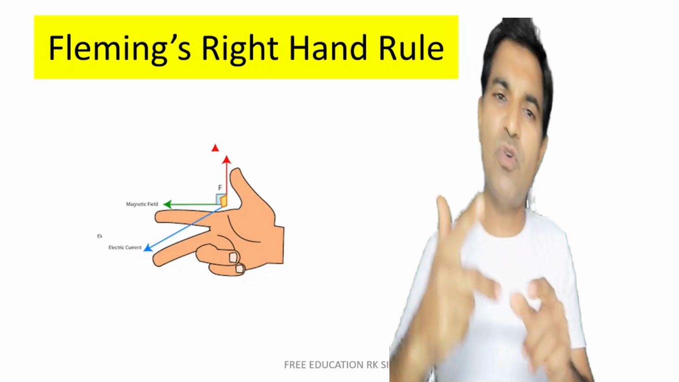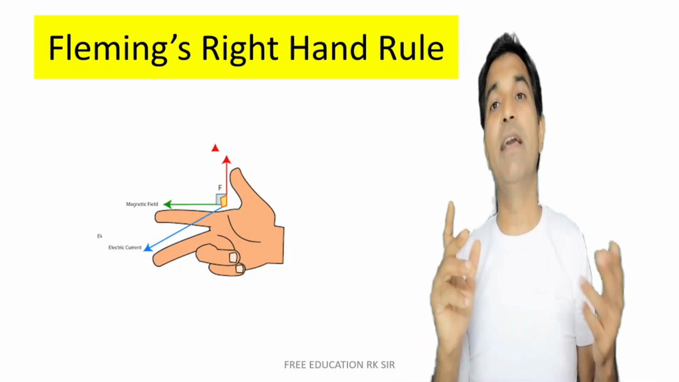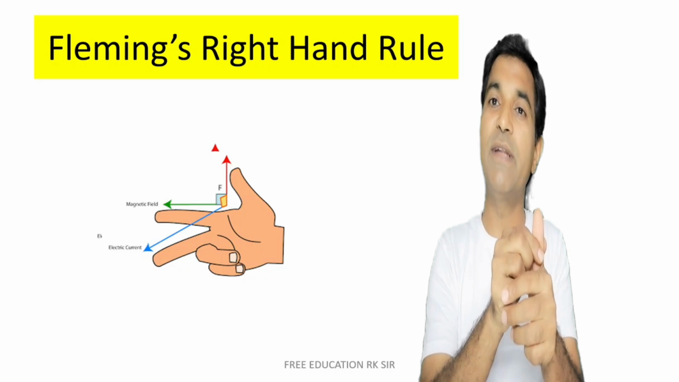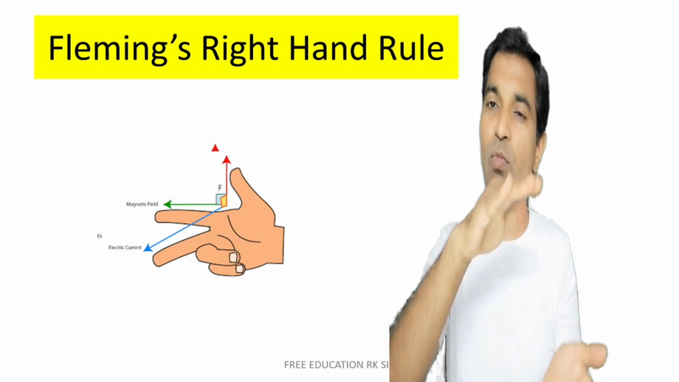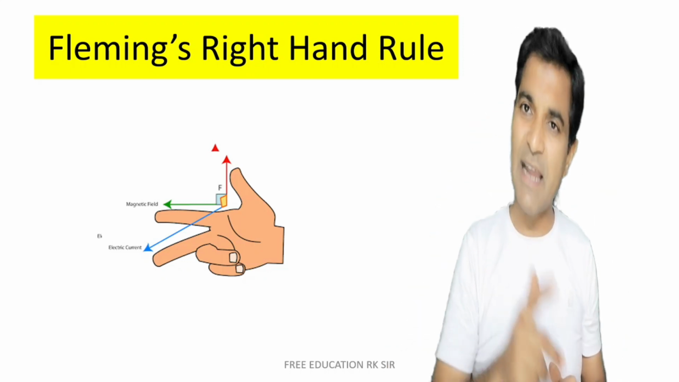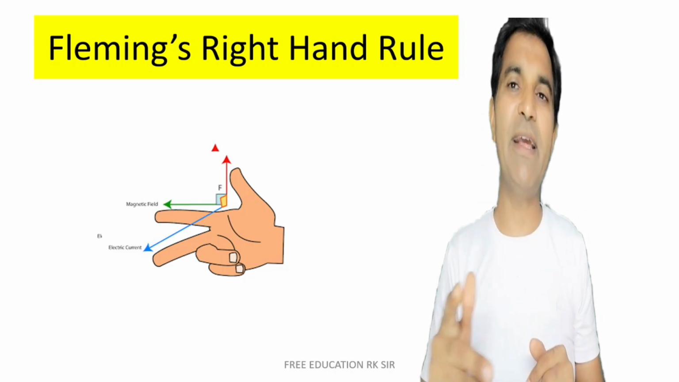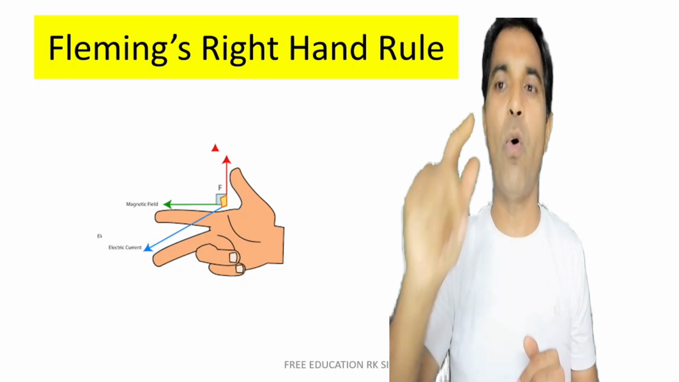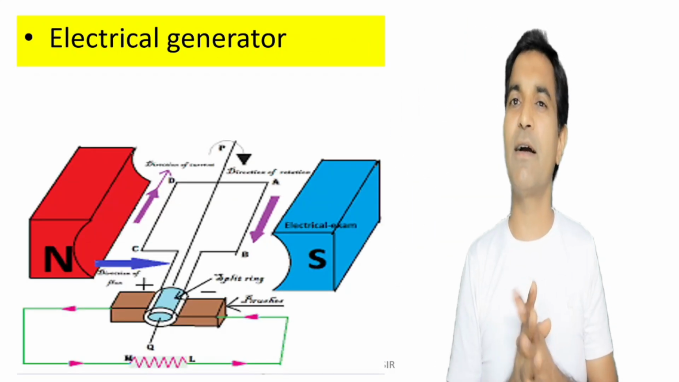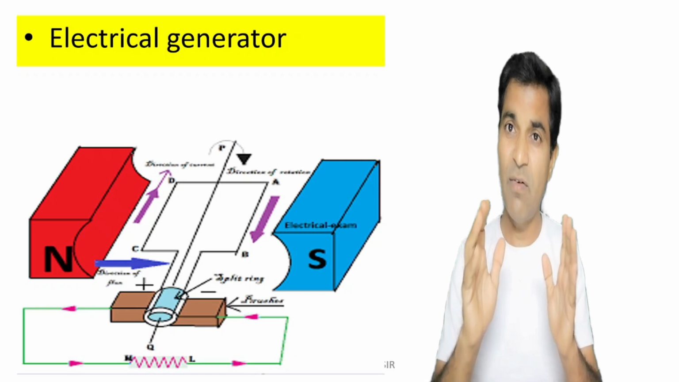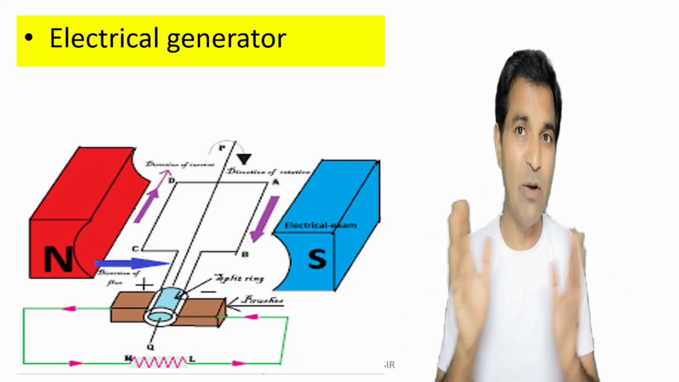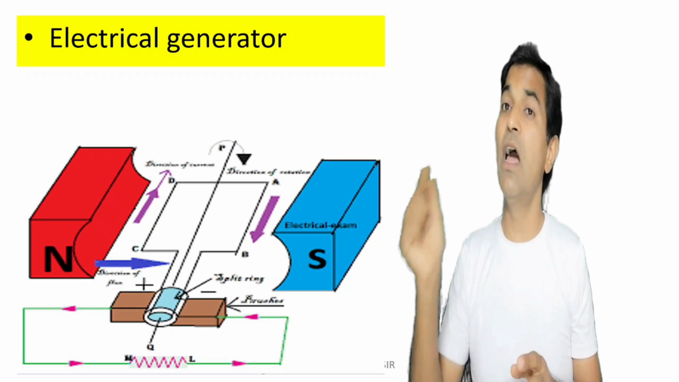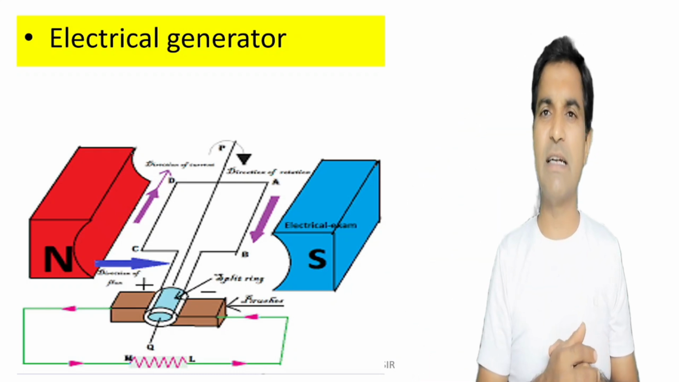So Fleming's left hand rule is used for the motor, for finding out the direction of the movement of the motor, for movement of the armature, whereas Fleming's right hand rule is utilized for finding out the direction of the current which will be induced in the coil, right? Now let us understand the concept of the electrical generator. Once we have understood how to find out the direction of the induced current, let us now learn about the electrical generator.